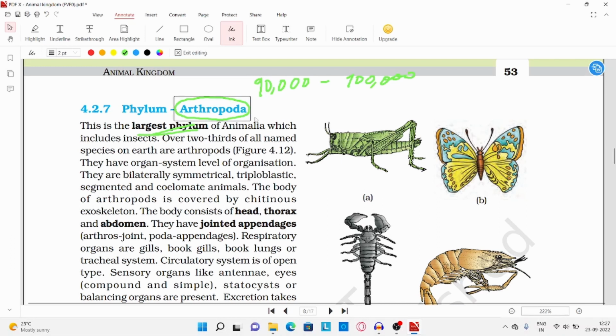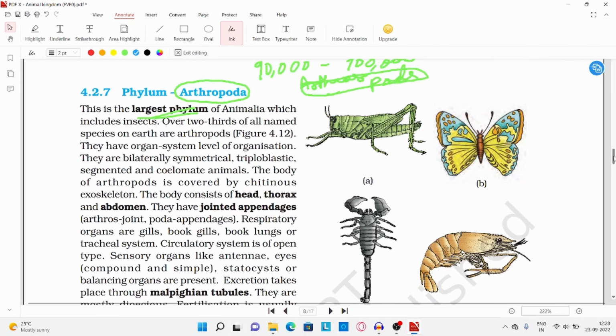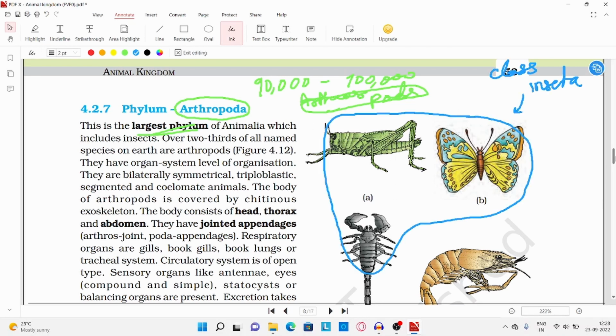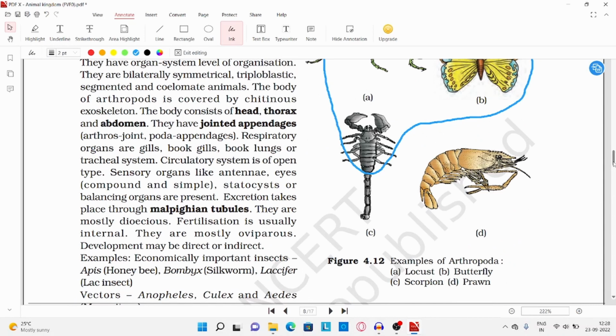Now this term Arthropoda comes from Greek arthros, which means joint, and pods, which means foot. So arthropods. There's a common misconception that only insects are arthropods. No, Insecta is a class inside Arthropoda. And the example given in your NCERT, a prawn, comes under another class of arthropods known as Crustacea. We will learn about this later.